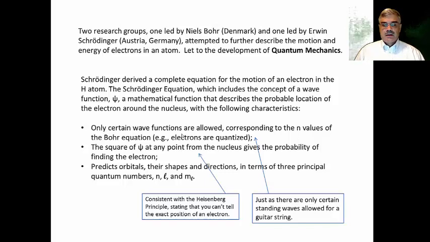Also, the Schrödinger equation predicts orbitals, that is, almost like racetracks of electrons around a nucleus, the shapes of these orbitals, and their directions in space. And it does so in terms of 3 principal quantum numbers, which we're going to talk about in the next slide. These are n, l, and ml. You ready?